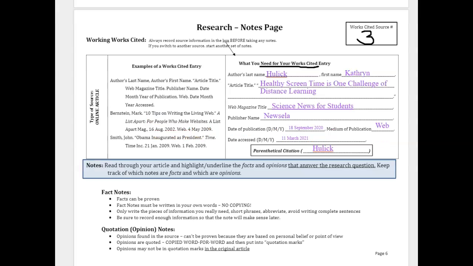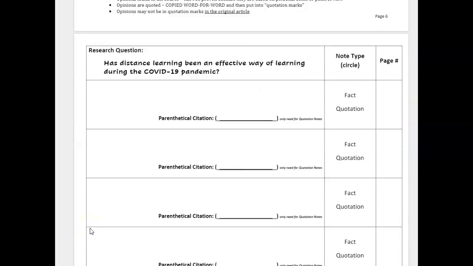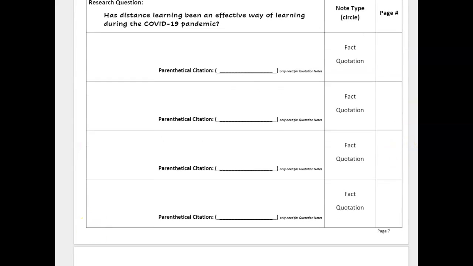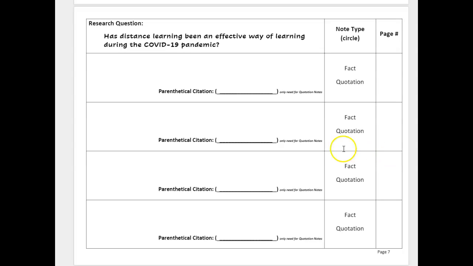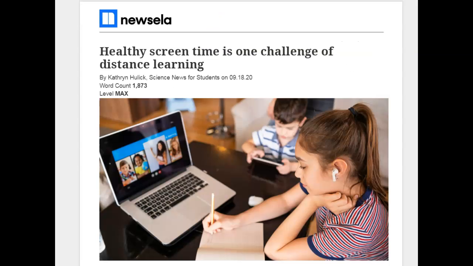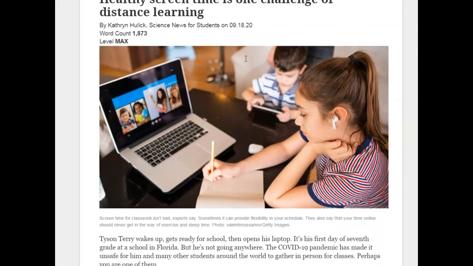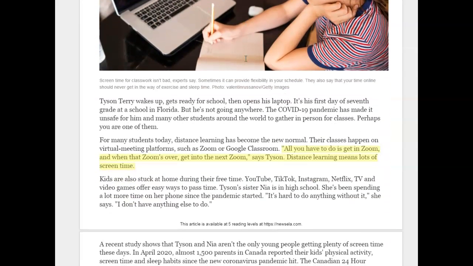Now that you've read source 3 and you've found some information that will answer our research question, we can continue to the last page of the white packet, page number 7, as we put in some more information that's going to help us answer if distance learning has been an effective way of learning during the pandemic. So as I go over to my article, I'm going to scroll through and look for the first information I highlighted. I found something right away on page number 1.